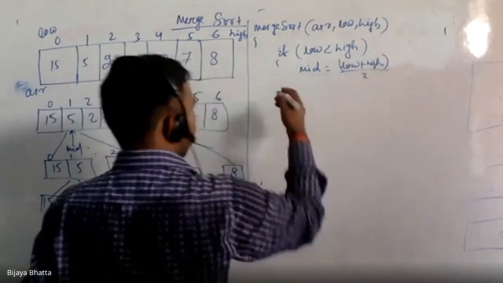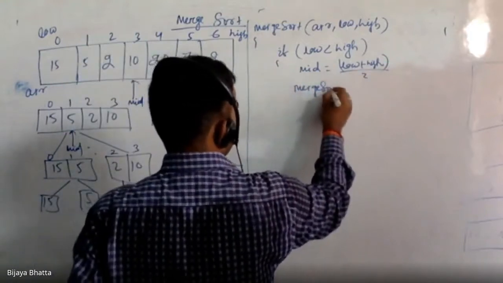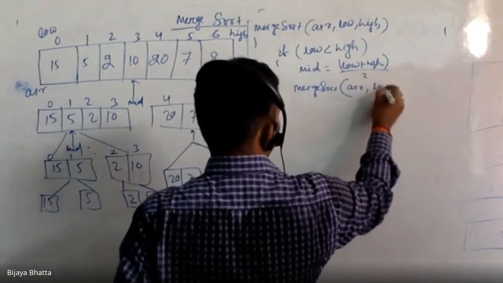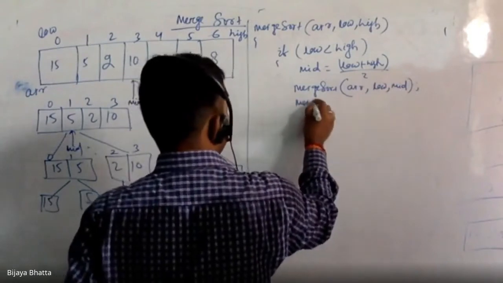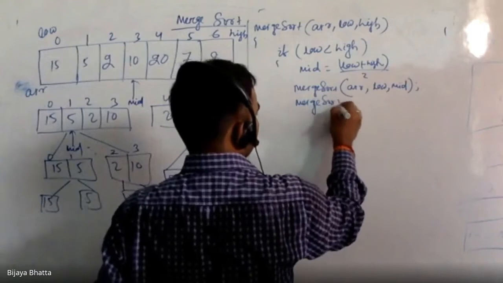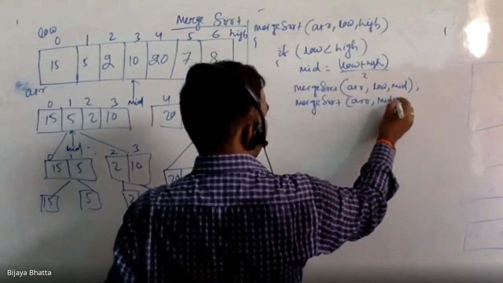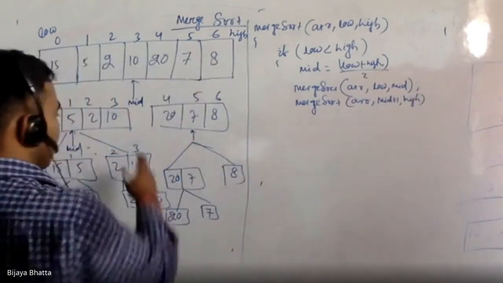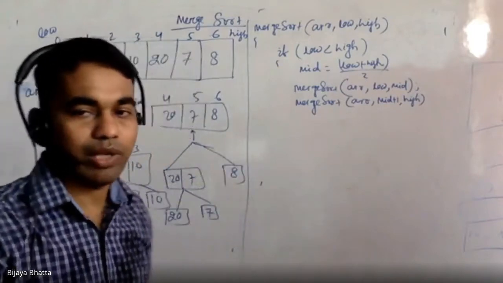Then again you need to recursively call the same thing, merge sort, which we have already discussed, with ARR, low, and mid. The second recursive call you will make on the right part. So this is one part, this is the other part. So merge sort, ARR, mid plus 1. This is very important. You have called till mid for the left part, so the right part you will call from mid plus 1 to high. That's what we are going to do in the algorithm.